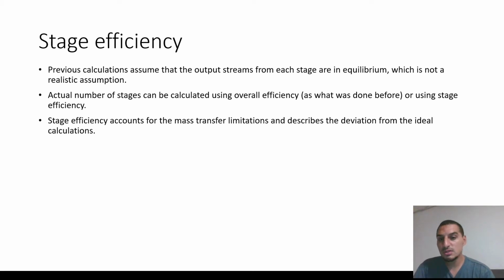One other option is to do the efficiency, instead of for the whole column, for each stage separately. And this is not going to be done using the tray-to-tray calculations, because as we mentioned before, the tray-to-tray calculation is a very time-consuming and difficult method. So we will take the stage efficiency into consideration while doing the graphical solution.